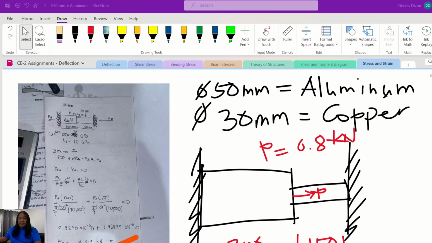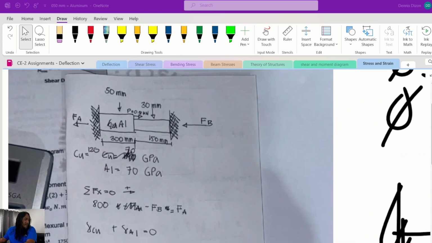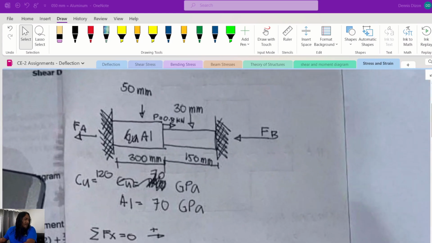So the problem is there is a shaft or like a tube. I don't know if it is clear. I will just zoom this out here. So we have two rods. We have the aluminum on the left, and then there is copper on the right. And then it is restrained at each end, like by a fixed support.